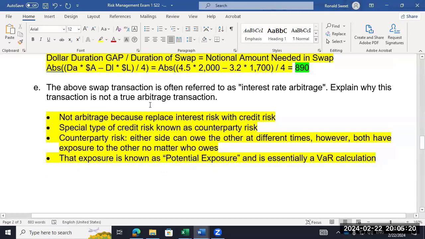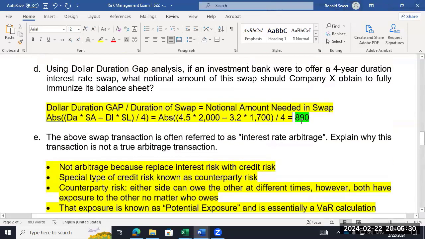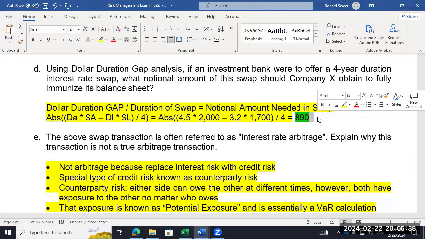890 is not a big deal. There are trillions and trillions of dollars in swaps notional out there. But this is the notional. No money changes hands when you enter a swap. The market value is 0 when you enter it. The money changes hands as you swap the interest rate payments. But on day one, you're not sending anybody $890 million. The 890 just tells you what your sensitivity is going to be as interest rates change.